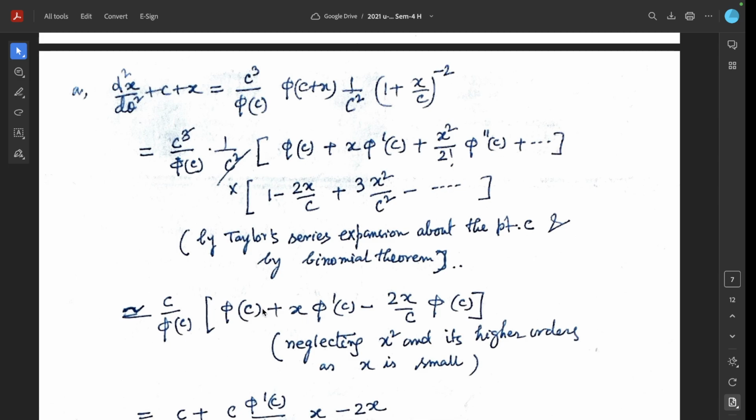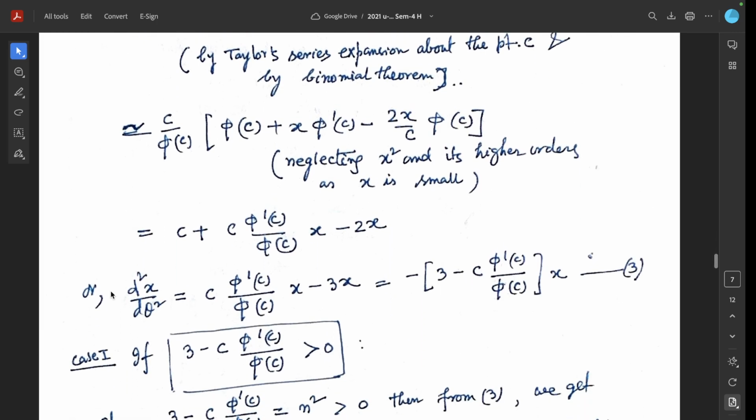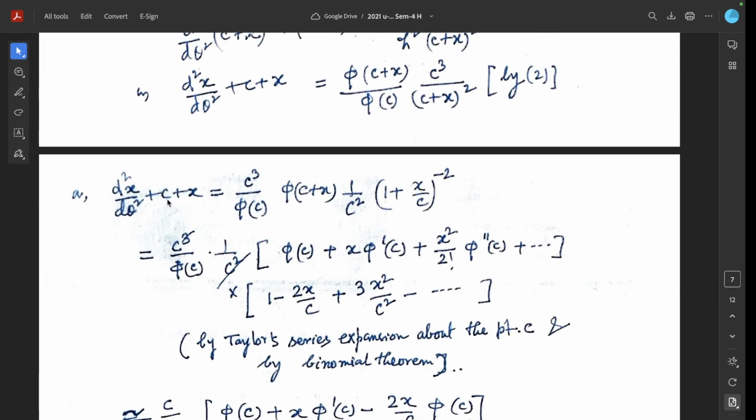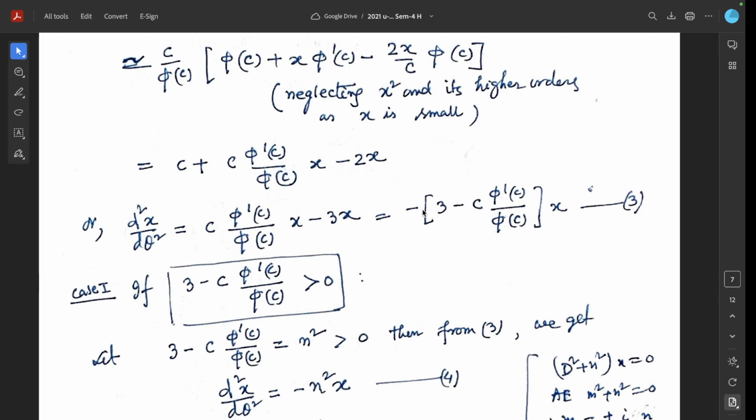So we write here only up to the first order term because x is a small quantity. Multiplying this, c plus c into phi dash c by phi c into x minus twice x equals d2x by d theta square. In the left hand side, c plus x, so cancel this c and adjusting, minus 3x, we get, taking common, minus (3 minus c phi dash c by phi c) into x.